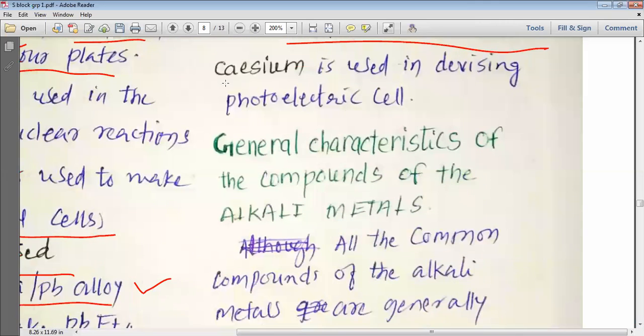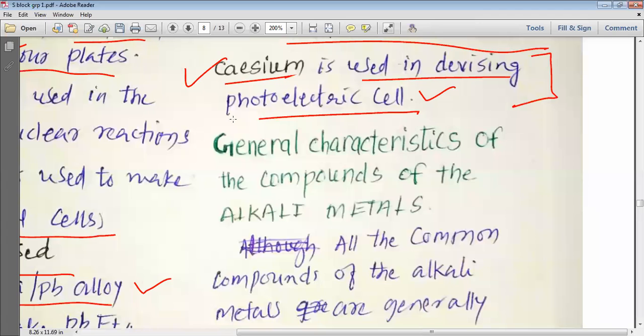And then we have cesium. Cesium is used in devising the photoelectric cell. These are the cells which are also known as solar cells, and that is how, using the solar cell, we convert solar energy into electrical energy. This is possible due to the very small energy needed to release the electron from cesium, and that is why we can say that cesium has very small ionization energy. And this is how, my dear students, we understand the very small ionization energy of cesium.